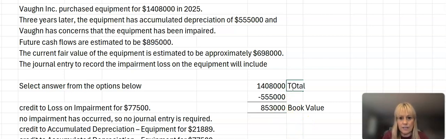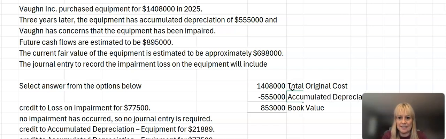And this is our total original cost, and this is our accumulated depreciation. Okay, and then that's the total cost. If you haven't taken principles for a while and you're a little bit rusty, your total original cost minus your accumulated depreciation is going to give you your book value for your assets.